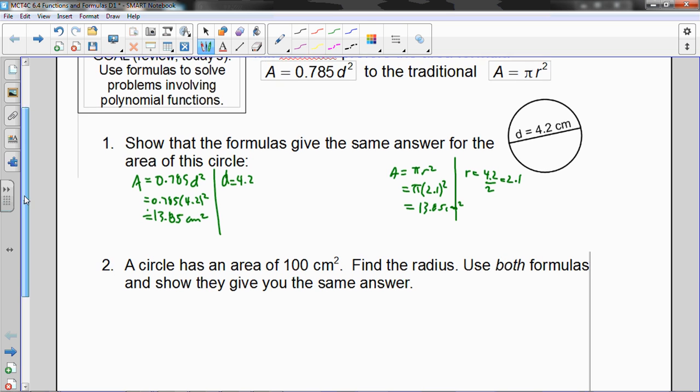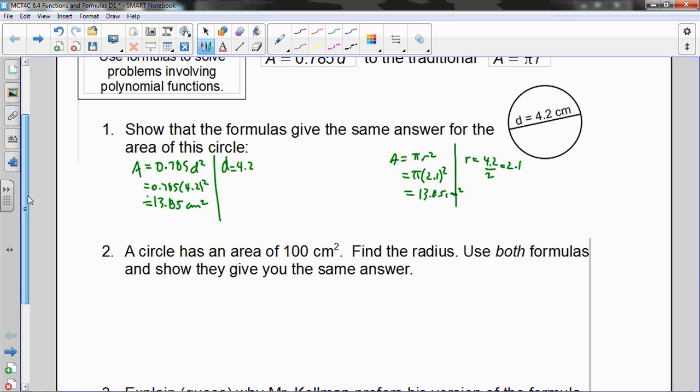A circle has an area of 100. Find the radius. Use both formulas and show that they give the same answer. So here, the area is 100. So in this Mr. Coleman formula, the area is 100, and we want to find the radius actually. We'll solve this for the diameter and then just divide by 2 at the end. How does that sound? Sounds awesome. Okay.